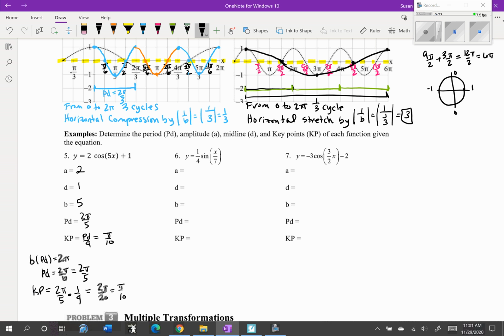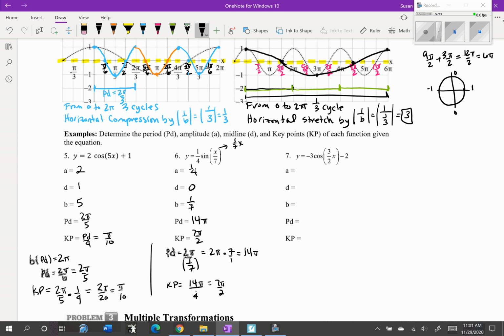And for the next one, our a value is 1/4. Our d value is 0. Your b value is 1 over 7, because I can rewrite this as 1/7 x. So then the period would be equal to 2 pi divided by 1/7, because that's your b value. So 2 pi times 7 would be 14 pi. And the key points are going to be the period divided by 4, which is 7 pi over 2.